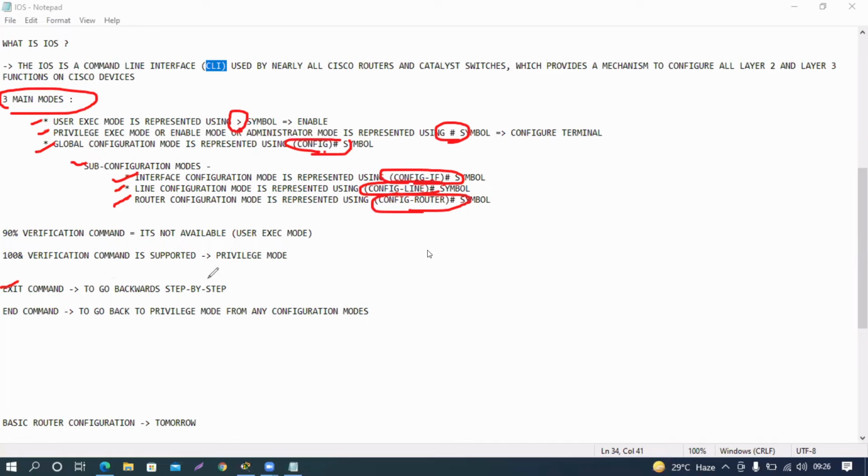And which command are we using to go back? Exit command, step by step backwards. And the end command we are using for moving back to privilege mode from any configuration mode.